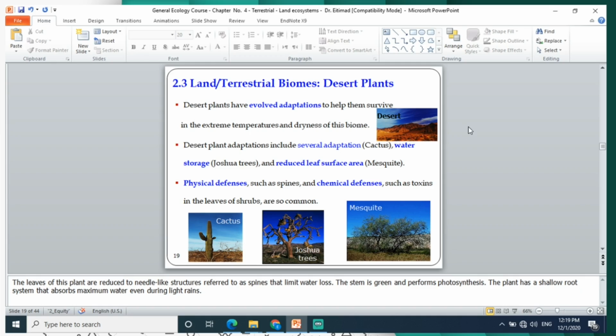Some of the adaptations are physical adaptations, and some of the adaptations are chemical adaptations because some of the trees can also secrete toxins in the leaves of the shrubs. Most of the shrubs secrete toxins, so they protect themselves from grazing.